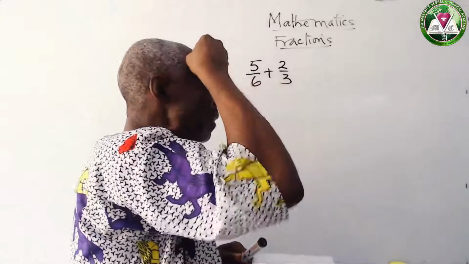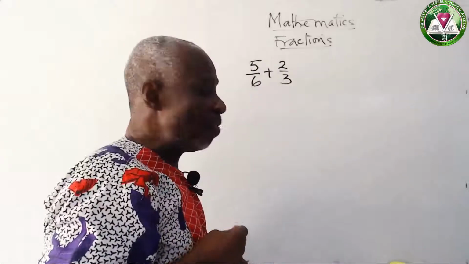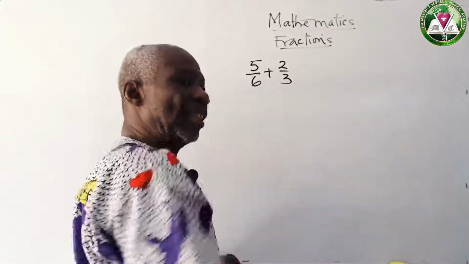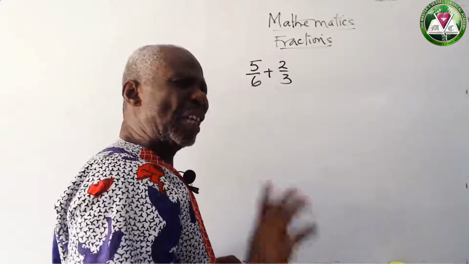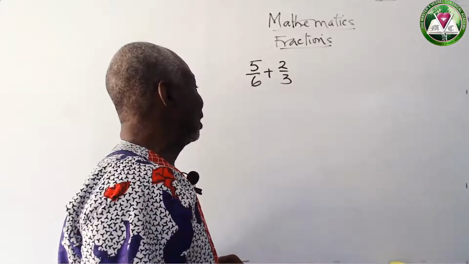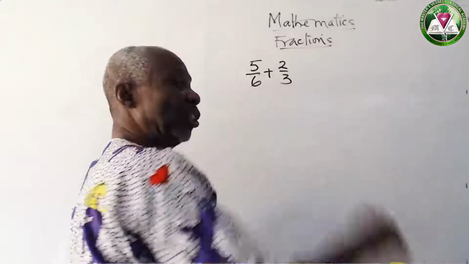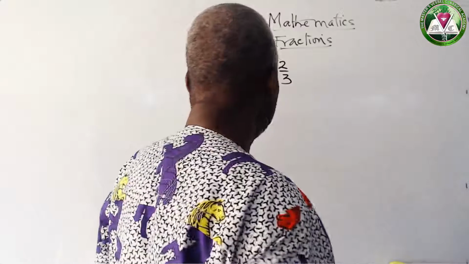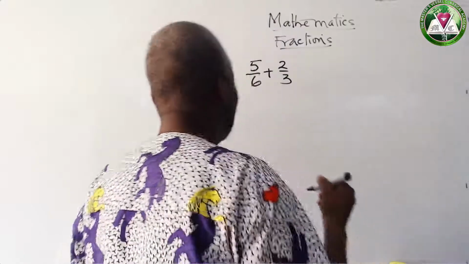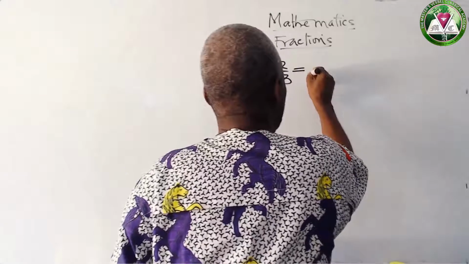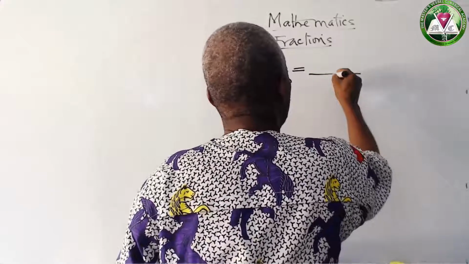Then we look at the denominator again. Very, very important. The denominator here is 6. The denominator there is 3. We need to give them a common denominator. And that common denominator is the one where this denominator here can easily go into without a remainder. That is the LCD, least common denominator, or LCM. So this now will be equivalent to give it that common denominator, which is 6.